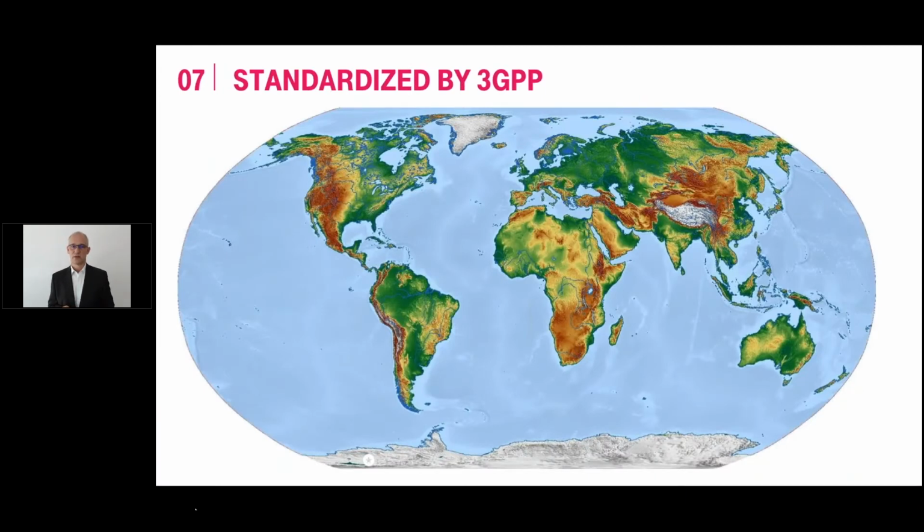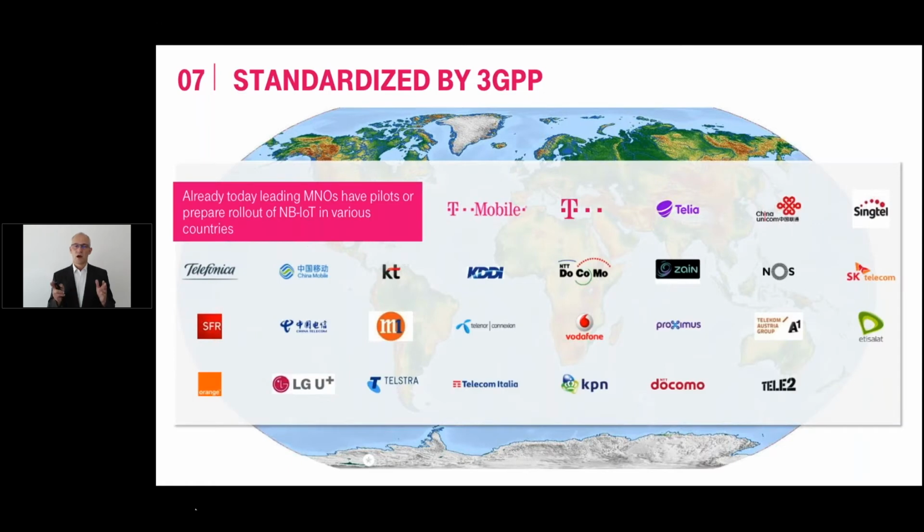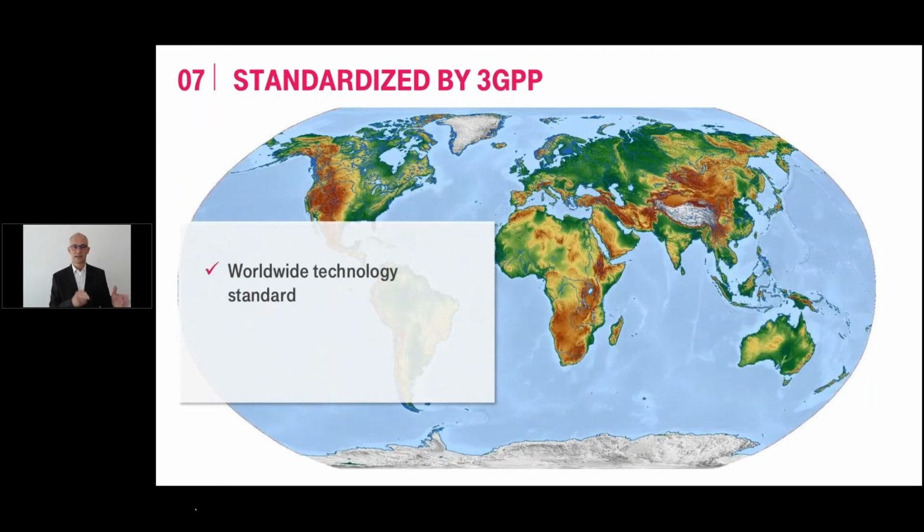NarrowBand IoT was standardized by the 3GPP. Now there's a whole number of mobile network operators doing trials on NarrowBand IoT, preparing launch for NarrowBand IoT, or, as we have, launched NarrowBand IoT. Now that is important because it will be and is a worldwide available technology. It's a standard that you can use everywhere in the world. And with the standard, it's compatible in different mobile network operator networks. So just if you compare that to your smartphone, you go somewhere else in the world, you will be able to communicate with your smartphone. That's the same for NarrowBand IoT. And because the mobile network operators do NarrowBand IoT, they bring in all the experience that they have from 2G, 3G, and 4G, and for the upcoming 5G.